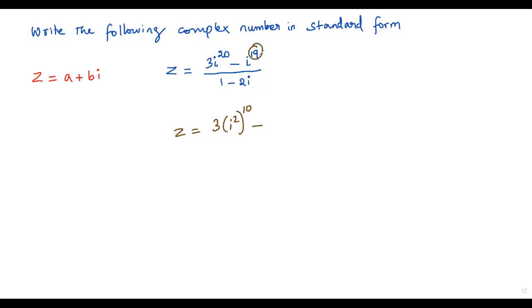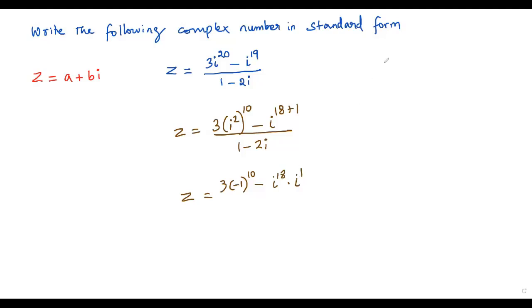Here the exponent is 19. It's not an even number, so we cannot write this as a power of i squared. So I'm going to write this 19 in terms of an even number, like i to the power 18 + 1. The denominator is taken as it is, that is 1 - 2i. So z is equal to, in complex numbers we know that the value of i squared is -1, so (-1) to the 10th power. And i to the power 18 + 1 can be written as i to the 18th power times i to the first power.